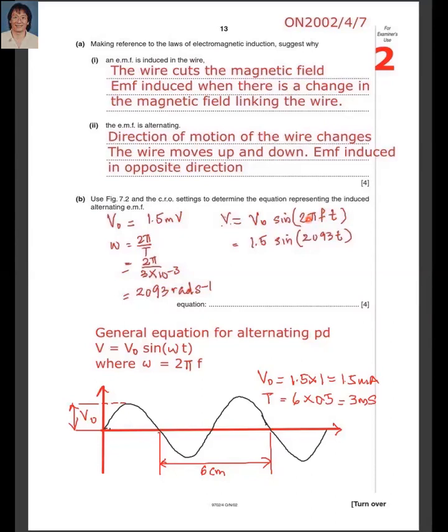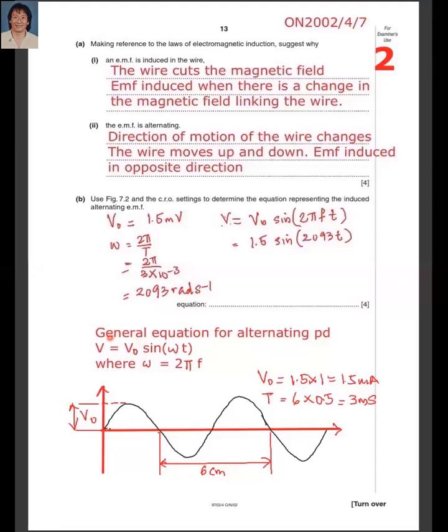So in order to get the equation, we need to know the peak voltage, which is 1.5 millivolt. And then we need to find omega, which is 2 pi f or 2 pi over T, which will give you 2093 radian per second. Then you substitute the values into this equation. You get V equals 1.5 sine 2093 t. That is the equation representing the induced alternating EMF.